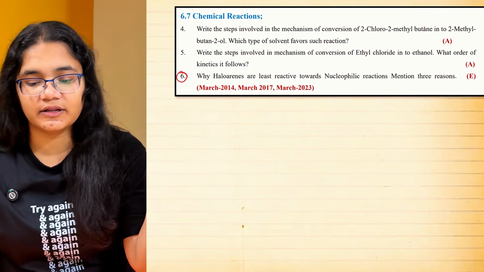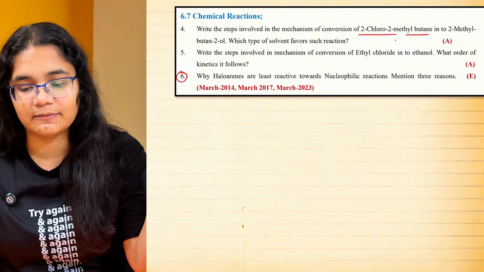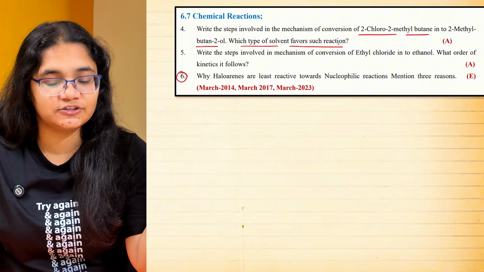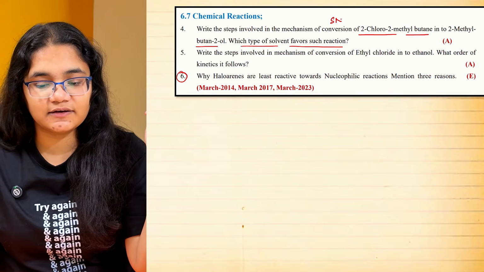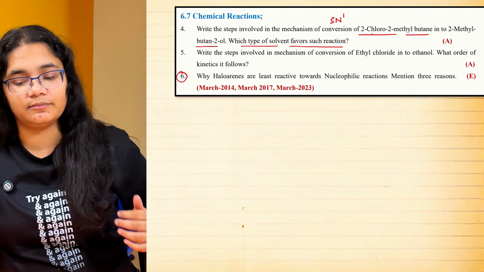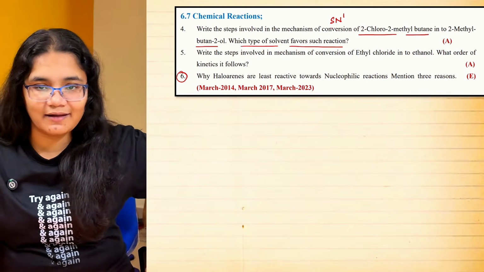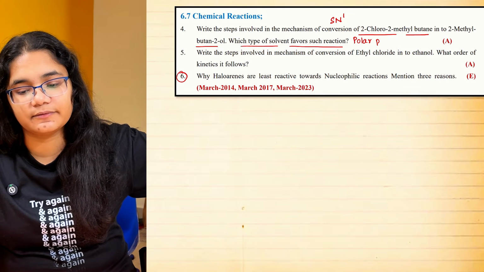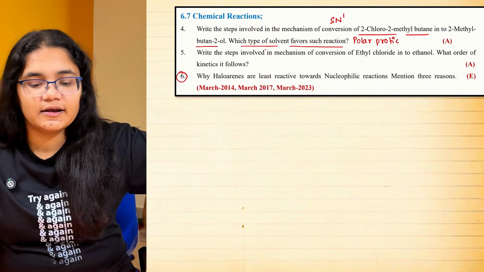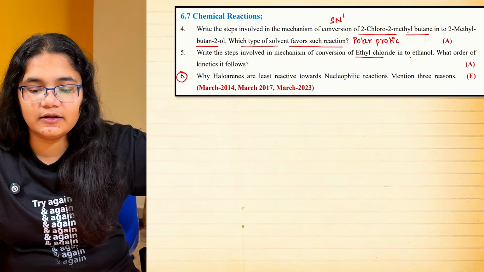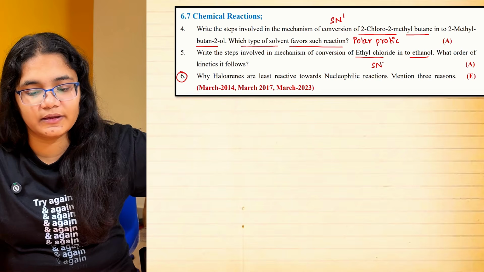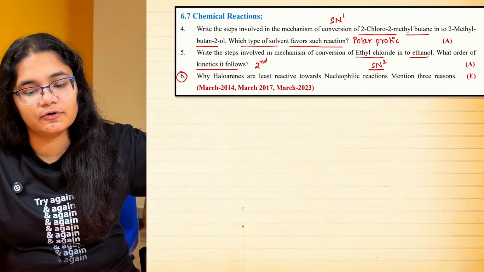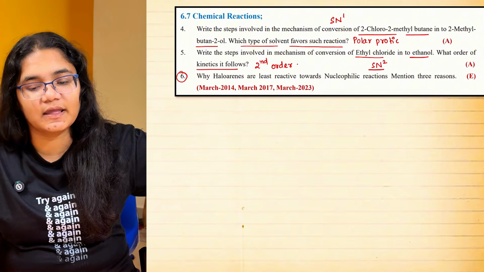Write the steps involved in the conversion of 2-chloro-2-methylbutane to 2-methylbutan-2-ol, and what type of solvent favors such reaction. So first of all, this is an SN1 reaction. Okay, you can see a tertiary compound is there, and already we have discussed this one. What type of solvent? Polar protic solvent will favor. Okay. Next, write the steps involved in the conversion of ethyl chloride to ethanol. This is SN2 mechanism. This also we have discussed. What order of kinetics does it follow? It follows second order kinetics.